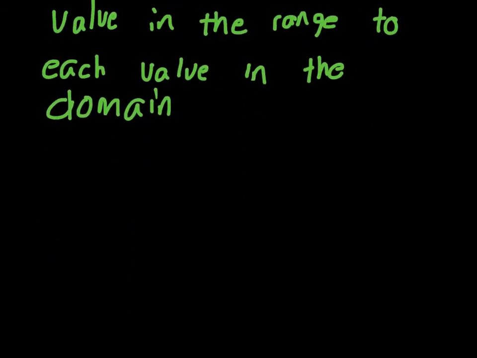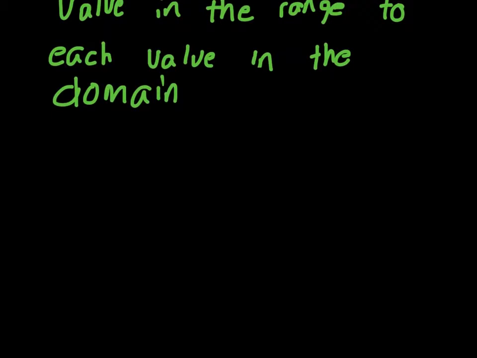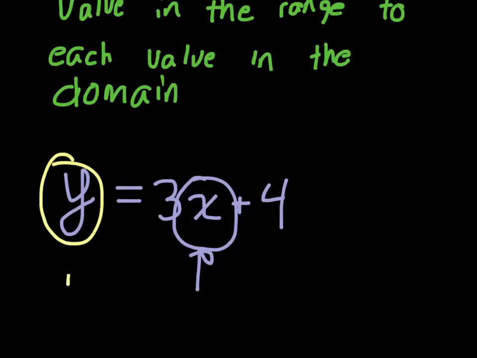So let's think of a function as an input-output machine. So let's say this is our function, y is equal to 3x plus 4. What we mean by domain is this right here. This tells us what value we're going to put in, and this here is our range. This tells us what our output is going to be. So when I say domain and range, you can think of it as input and output.